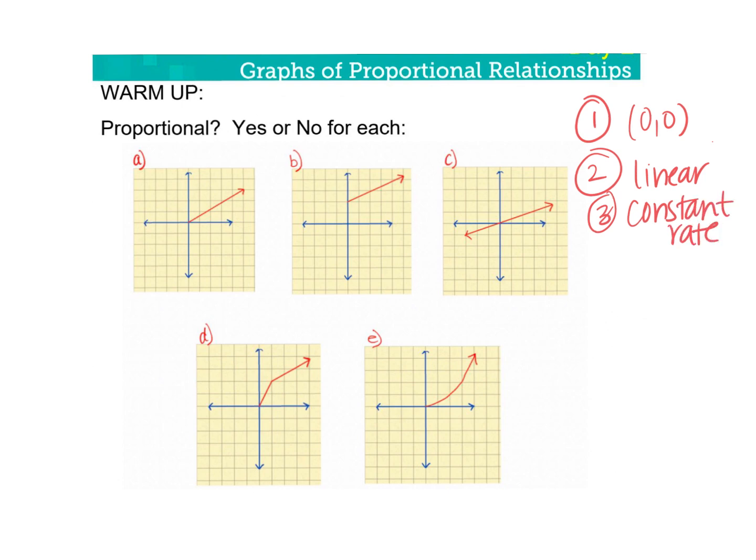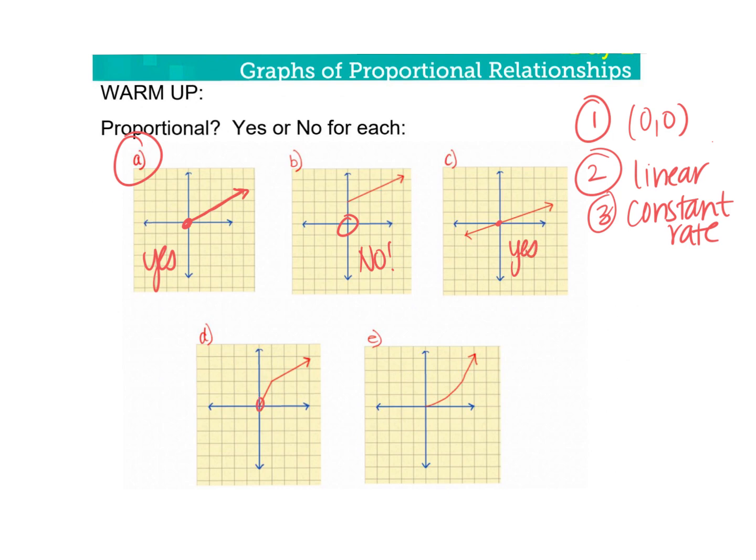So if I look at letter A, it does look to be linear. You guys can see that. And it does go through 0, 0. So this one is proportional, so I'd say yes. Second one, it's a straight line, but it does not go through the origin, so it is not proportional. Letter C goes through the origin. It's a straight line, so yes, that one is.